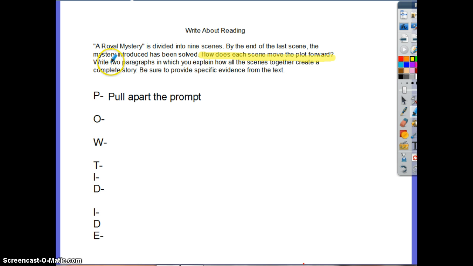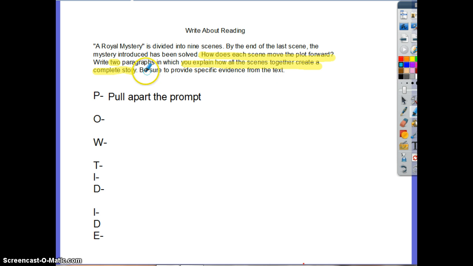Two. That's right. It says write 2 paragraphs. So you're going to be writing 2 paragraphs. Actually 3, maybe 4. Okay? You'll have an introductory paragraph, and then you're going to write 2 paragraphs which answer this question right here. It says write 2 paragraphs in which you explain how all these scenes together create a complete story. Now this is important right here. It says be sure to provide specific evidence from the text.